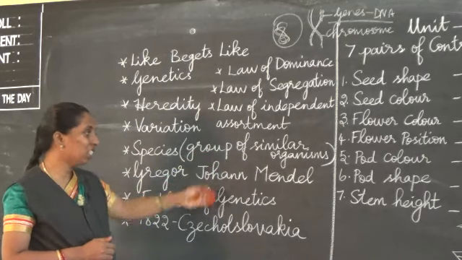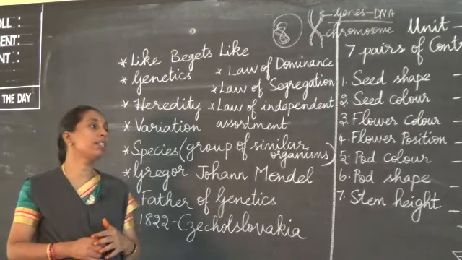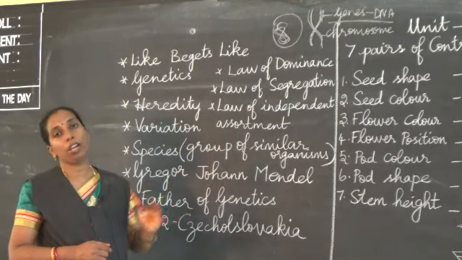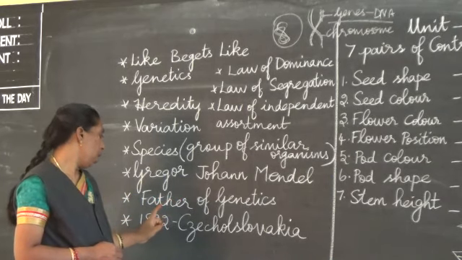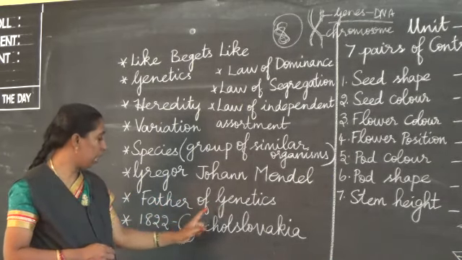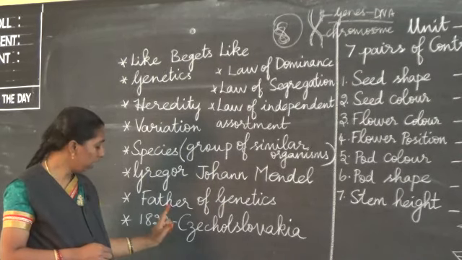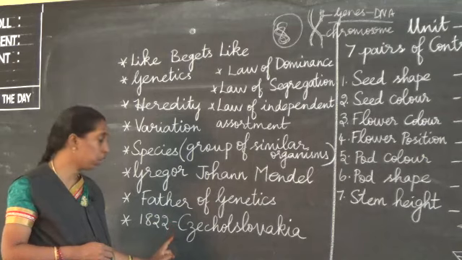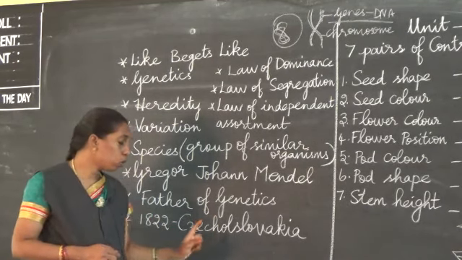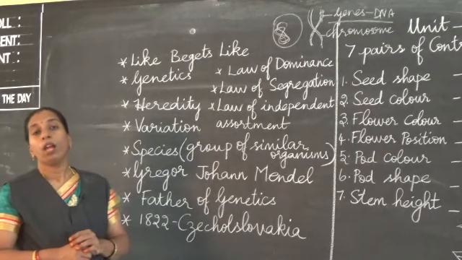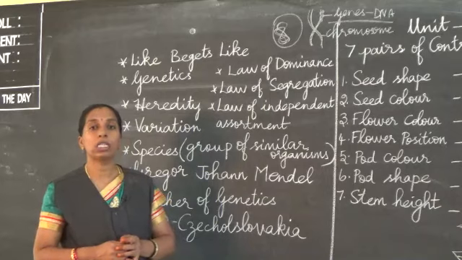So first we'll see his history and then we'll see what are the 7 contrasting characters that were laid down by Gregor Johann Mendel. Mendel was called the father of genetics and he was born in the year 1822, in a farmer's family, in Silesia of Zygoslavia. He was a priest, an Austrian monk.